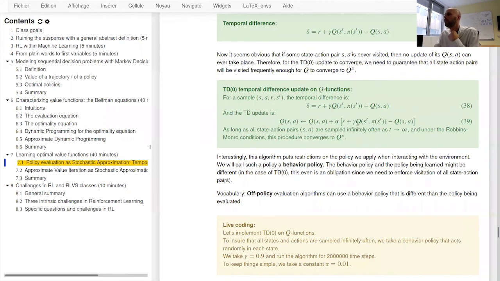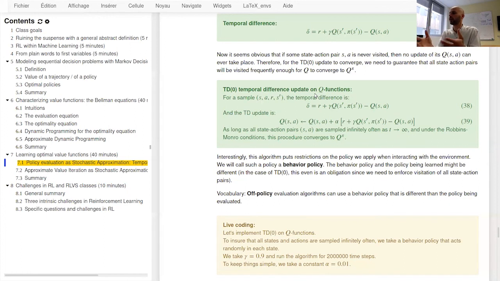So yes, we could have used V here instead of Q of S prime, pi of S prime. But if we were using V in practical terms, that means in the computer's memory, we are storing both a Q function and a V function. If I have a Q function and I know my policy, then I have a way to directly find the V function. So your remark is correct. Q of S prime, pi of S prime actually stands for V of S prime.